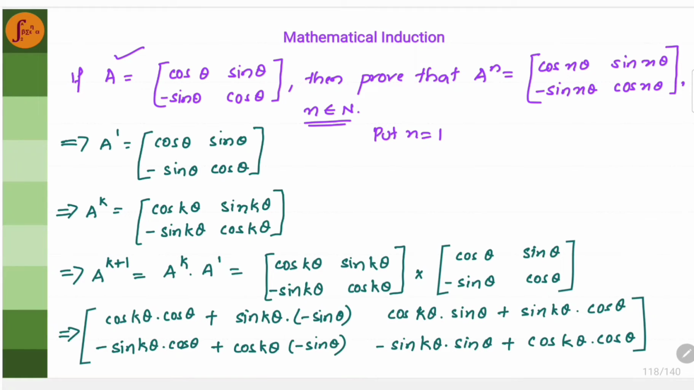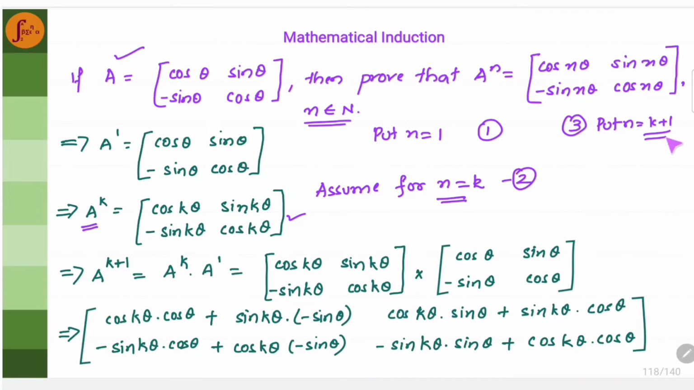Second step, you assume for n is equal to k. Instead of n, if I put k, what's going to happen? It's going to be A to the power k, cos k theta, sin k theta, cos k theta. Right? This is what we assume. So we get this as the matrix. Now what we do? This is first step, second step, third step is put n is equal to k plus 1. Standard steps follow this.